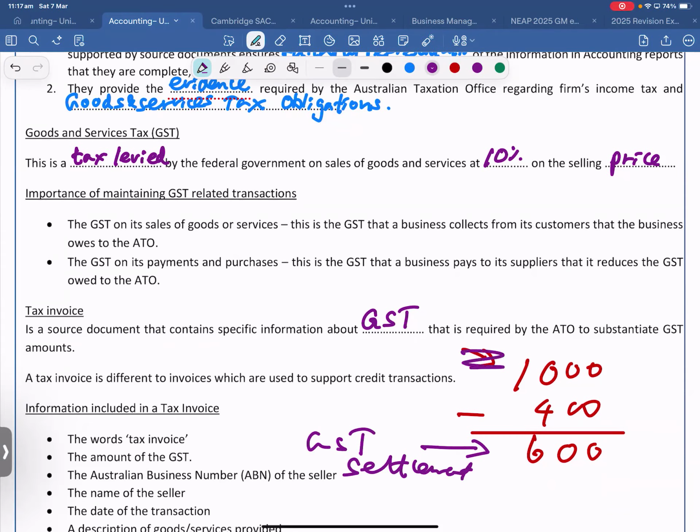Right? The 1,000, what do you call it? GST received. And this one is GST paid, 400. Yes, something like that. Now what is happening? GST settlement, 600. So you have to pay it in cash.